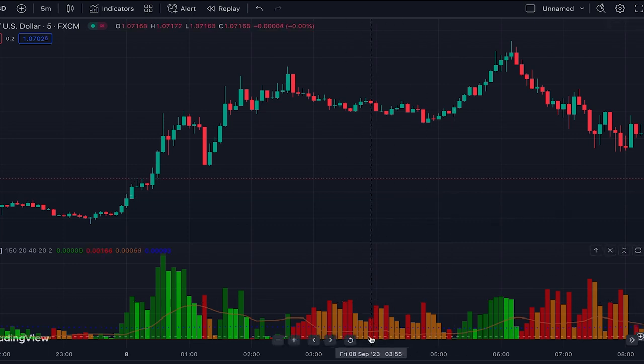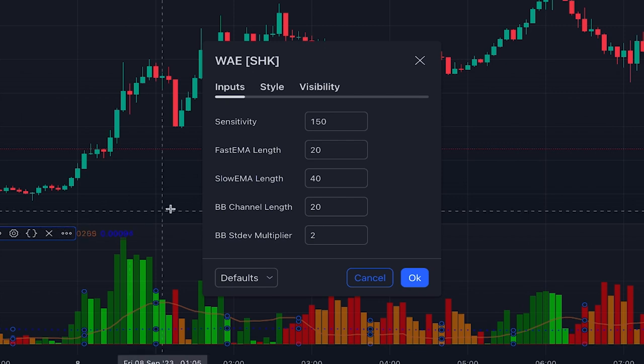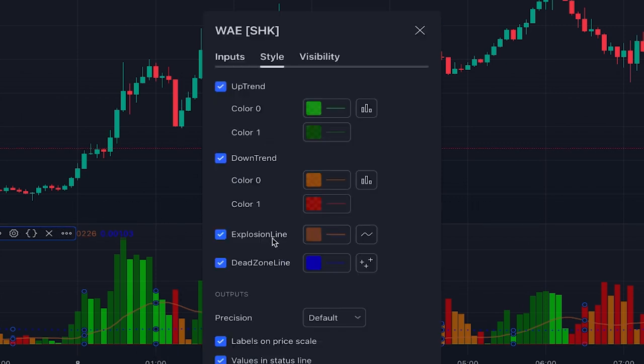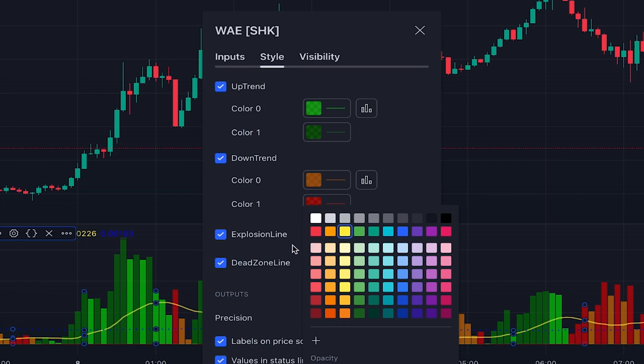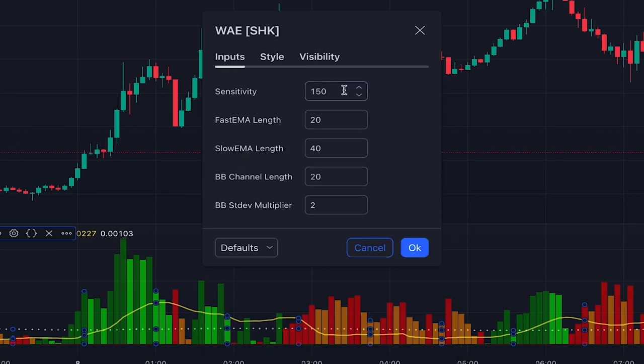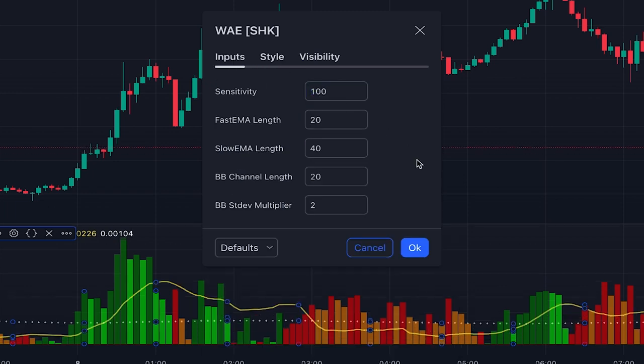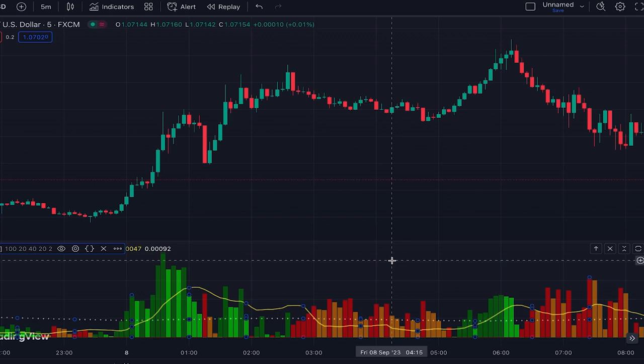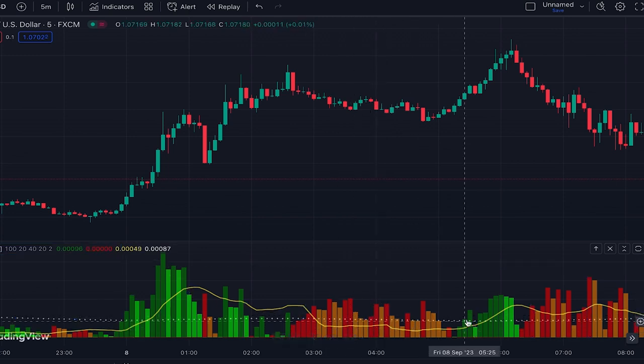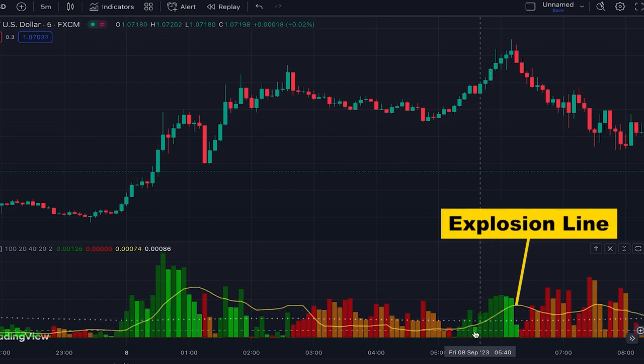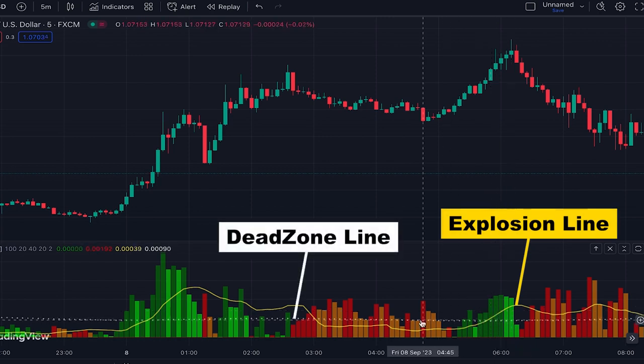As you can see, our histogram changes into different colors, and we have these two lines that are not very clear. Let me change their colors so we can better see them. Here in the style tab, for the explosion line we set it at yellow, and for dead zone line we set it at white. And then here in the inputs tab we decrease the sensitivity to 100, so our indicator will be less sensitive to short-term fluctuations. Alright, so this yellow line is the explosion line and this white dotted line is the dead zone line, and the position of histogram bars above or below these two lines gives us signals about market movements.